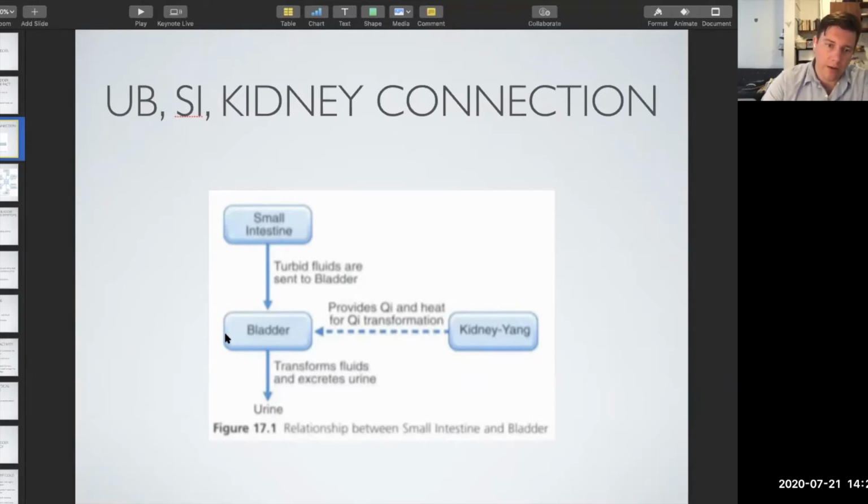So really there should be another arrow coming back towards the kidneys, not the kidney yang, but the kidneys in general, of clear fluids coming out of the bladder. But for the most part, it's just excretory.